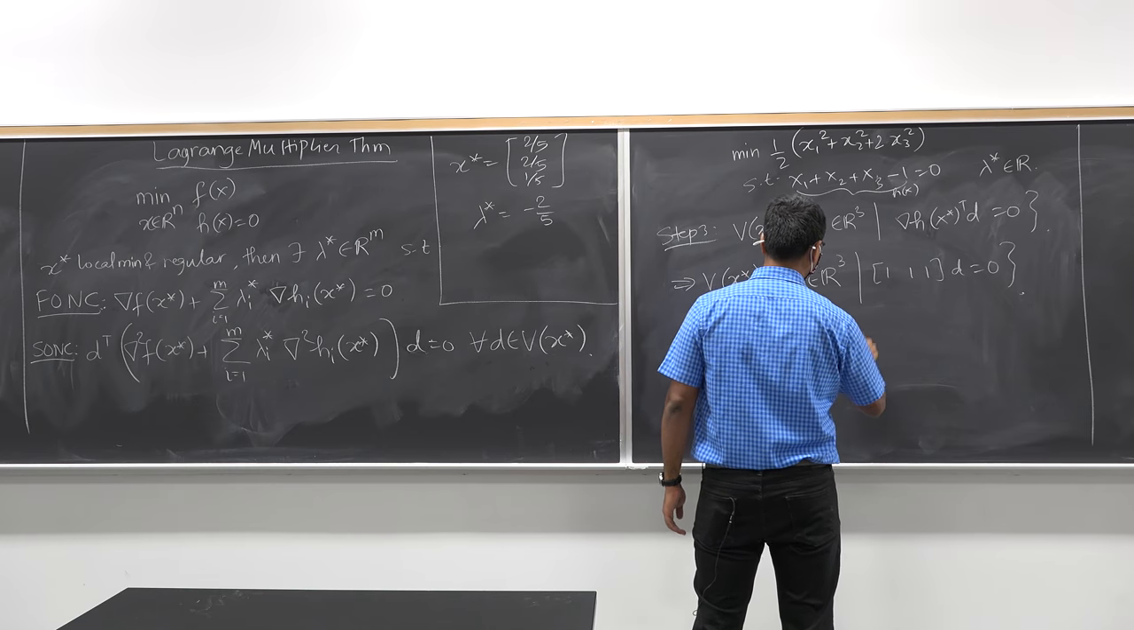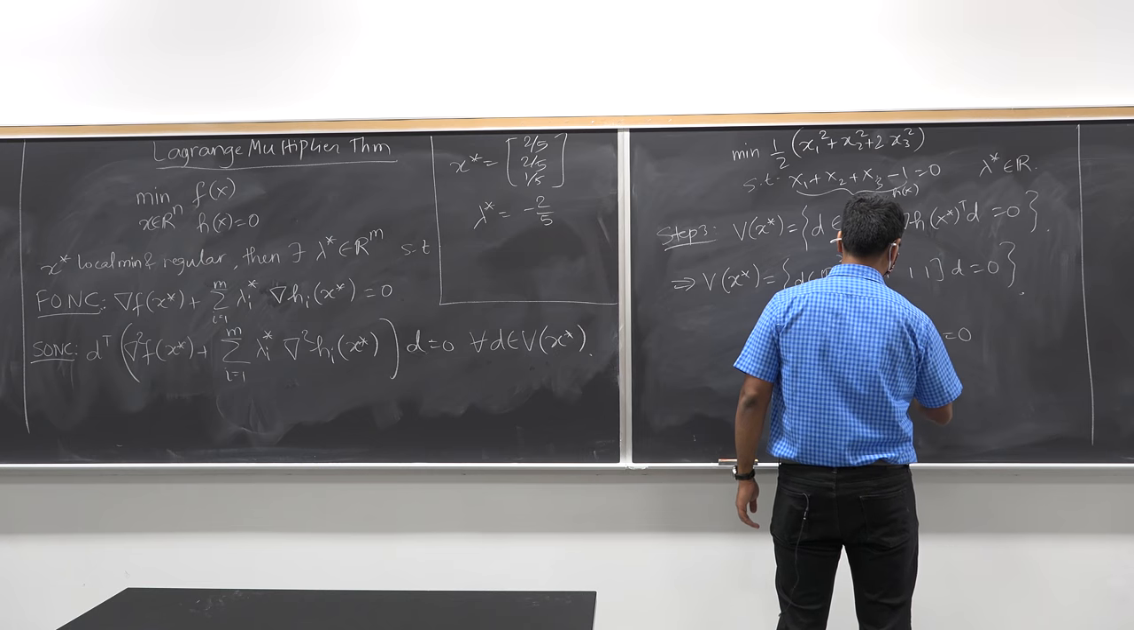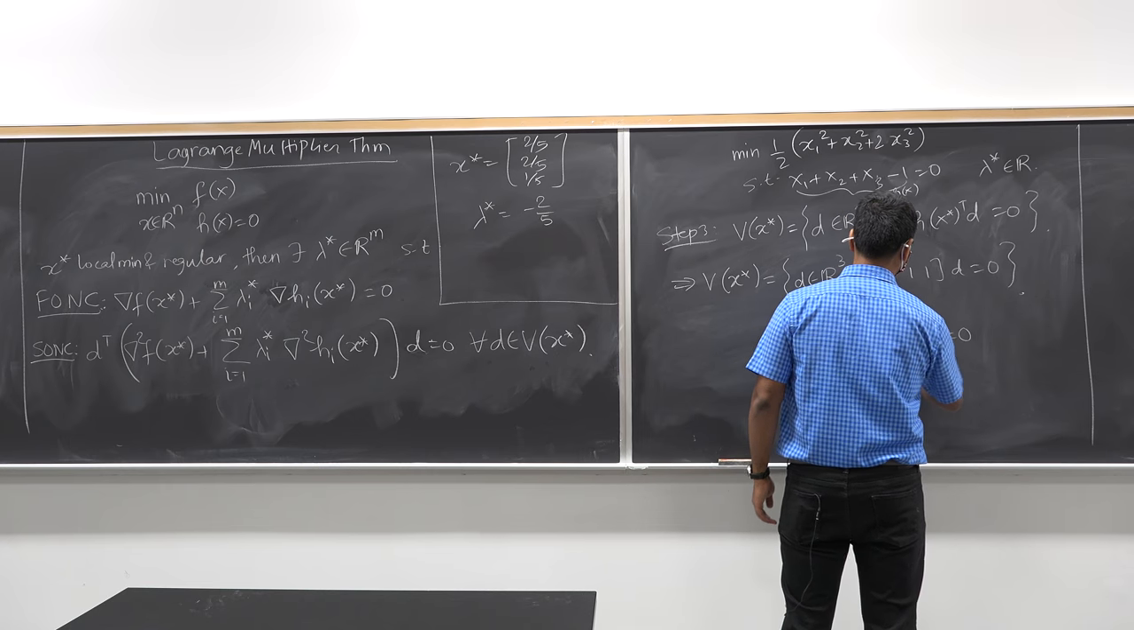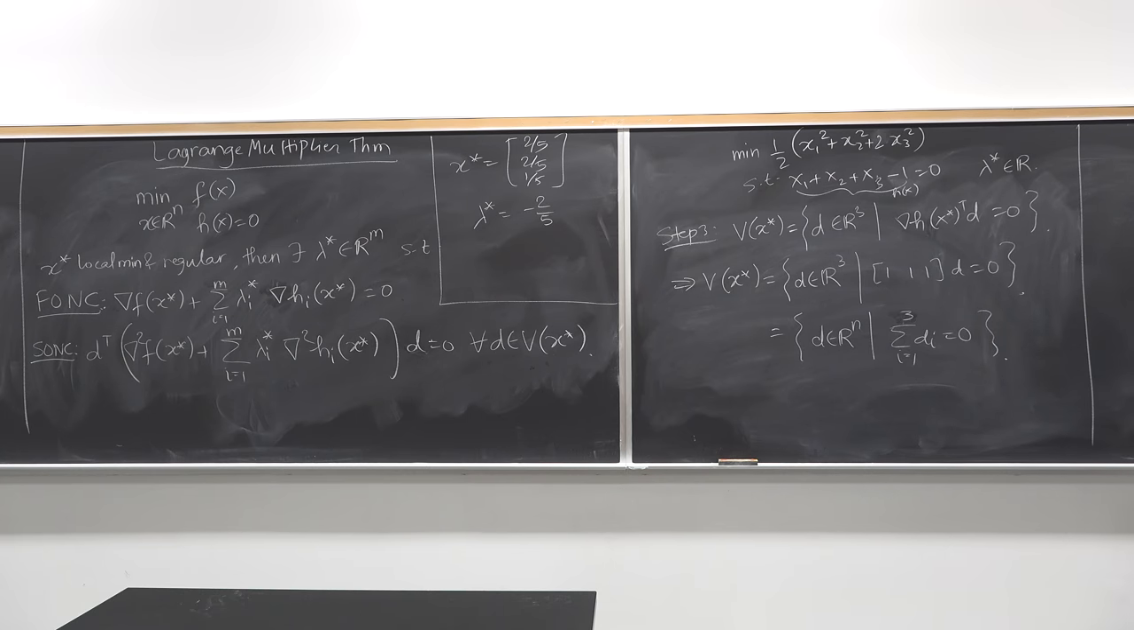D in Rn such that the summation of Di, i equals 1 to 3, is zero. Those are the set of all feasible variations at X star. The three components of D must add to 0. So I could have 1, 1, minus 2, or I could have minus 1, 1, 0. Those are all part of V of X star.